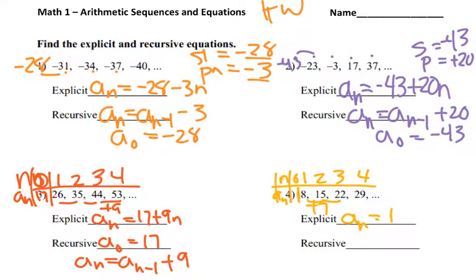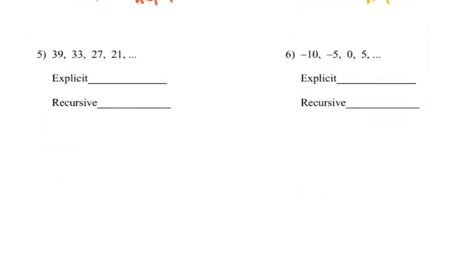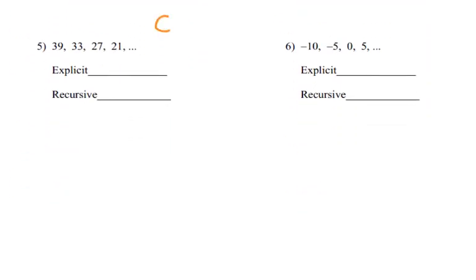So a sub n equals 1. Then we add 7 multiple times. Where do we start? 1. How does it grow to the next term? We take the previous term and we add 7 to it. And there's explicit and recursive. Okay? So again, all we're doing is looking for that common difference. Okay? And then the beginning, the 0 term.